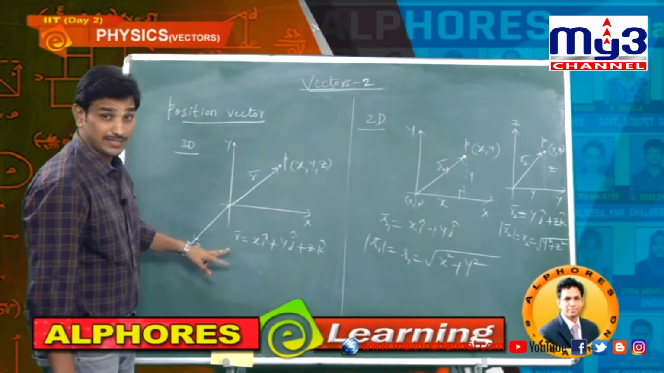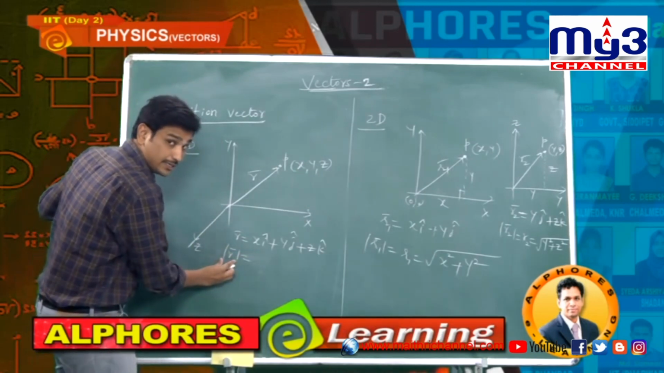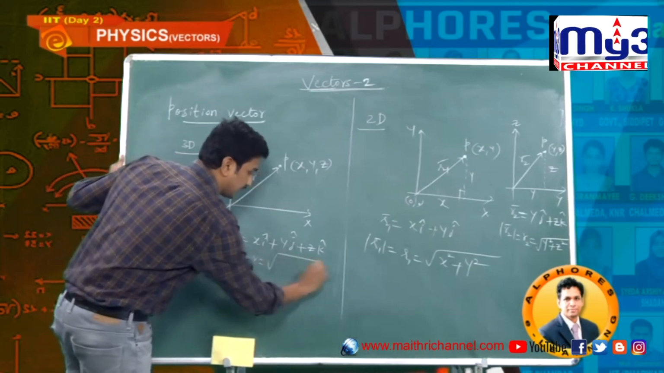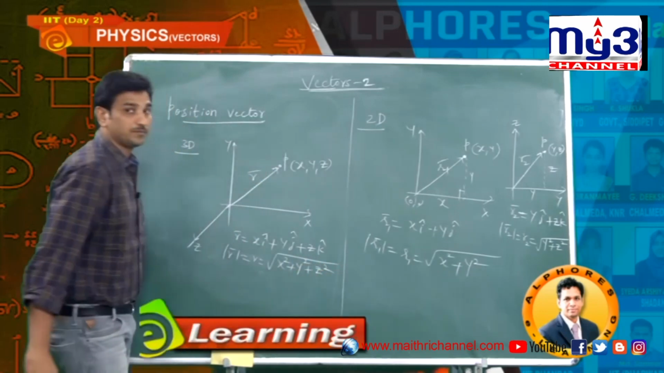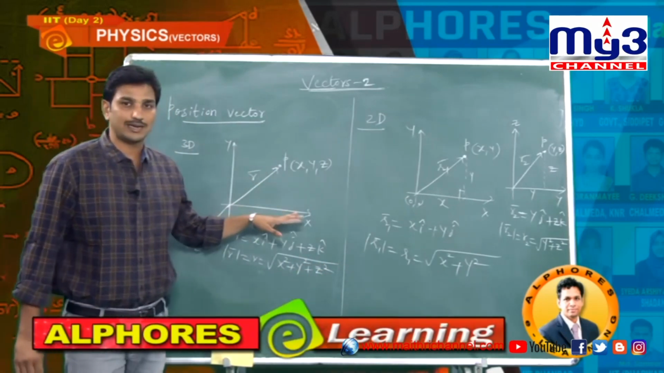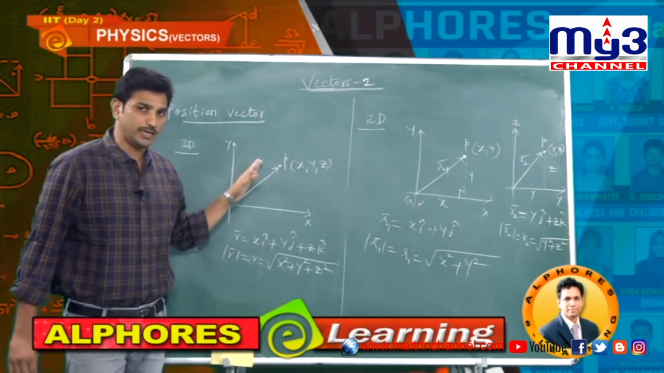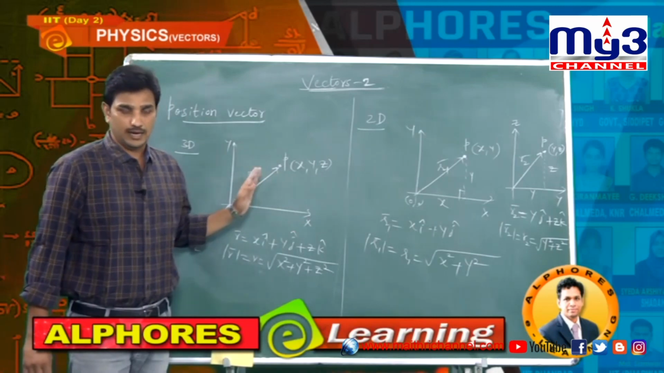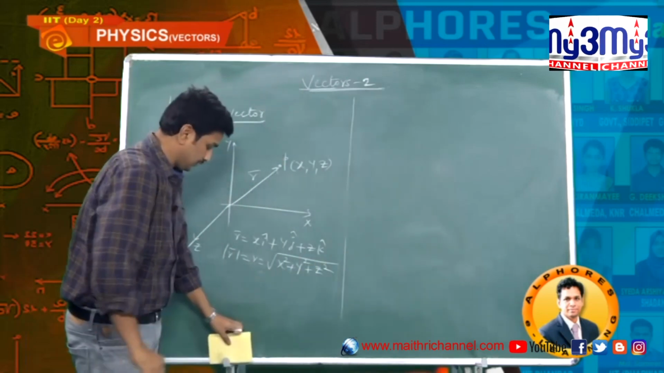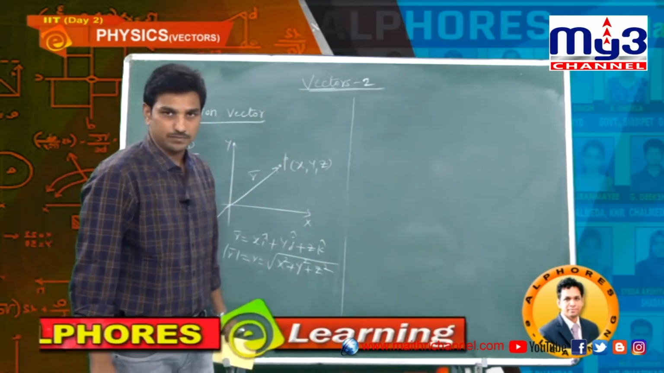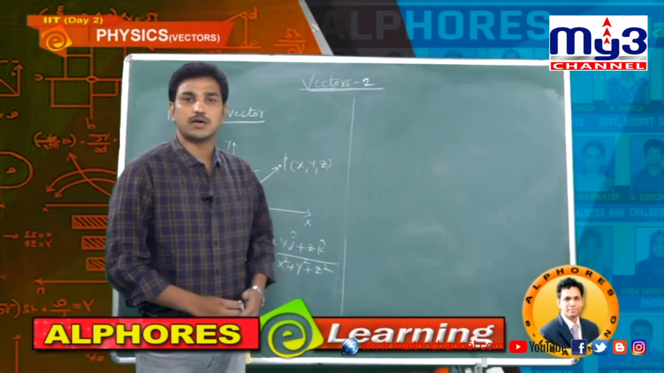Now here we will write magnitude of position vector in 3D. Vector magnitude is a scalar, that is under root of x square plus y square plus z square. I think you got the clarity about position vector in 1D, 2D and 3D. Next, we will go for one more type of vector. Yesterday also we have seen some vectors. Now we will go to some other type of vectors.